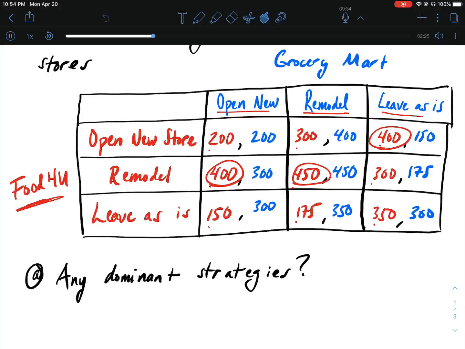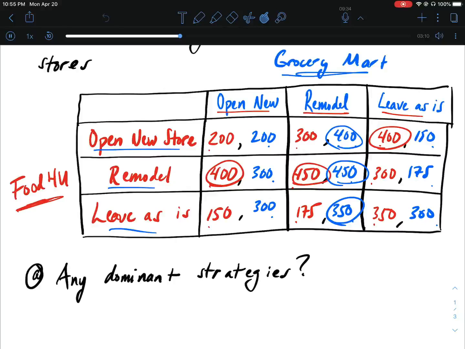Now we're going to do the same thing, but for Grocery Mart. So I'm going to assume that I'm Grocery Mart, and we're going to go down each column, or excuse me, each row to choose. So let's imagine that Food for You is opening a new store. If Food for You opens a new store, I'm choosing between 200, 400, and 150, and so my best option as Grocery Mart is to choose 400. Do the same thing for remodel, 300, 450, and 175. I choose 450. And finally, leave as is. We have 300, 350, and 300, so I'll choose 350.